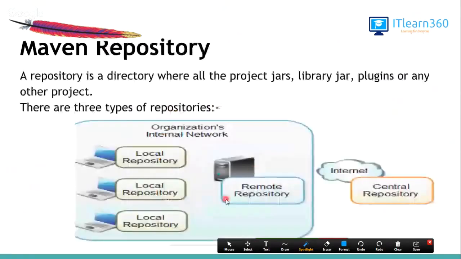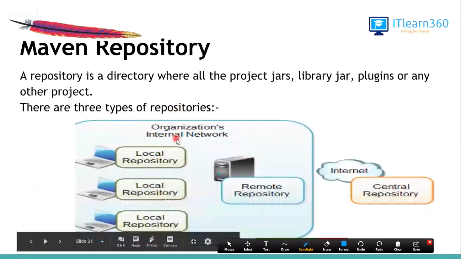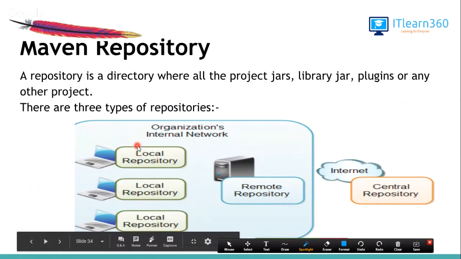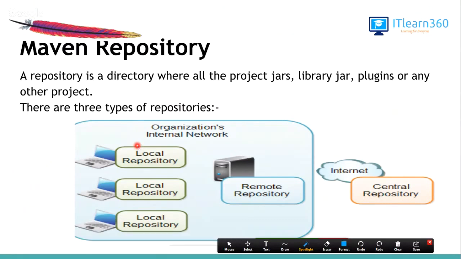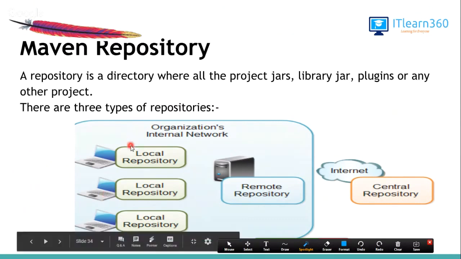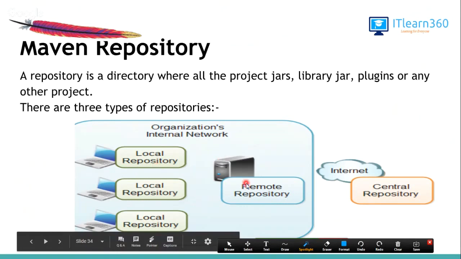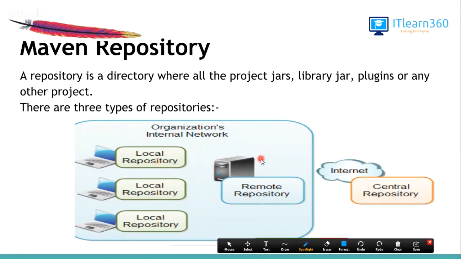Now, the Maven repository: from where will you get those POM files, dependencies, or jar files? A repository is a directory where all the project jars, library jars, plugins, or any other project are present. Here we have 3 types of repository. When you are running Maven and you install something on your system, like I installed the Selenium jar file using Maven, it will be present in my local repository. If it's not present in my local repository, I can go to a remote repository. This can be a repository of my complete organization. Like for ITLearn360, we have a repository there with all the dependencies available. I can go and search there and use it.